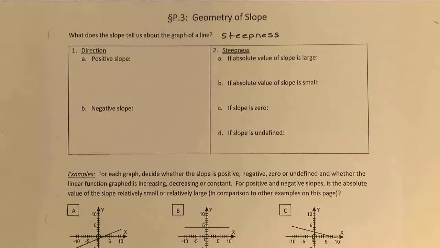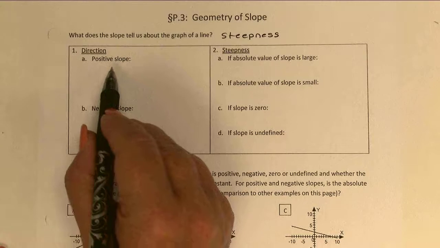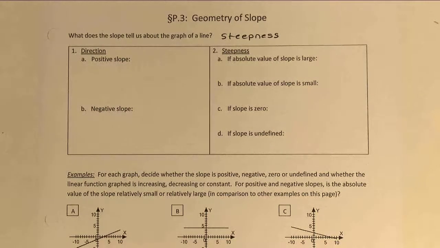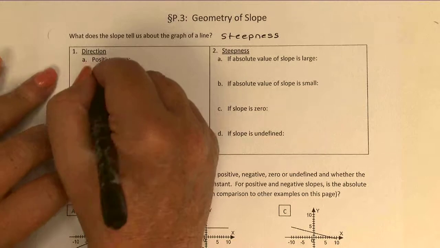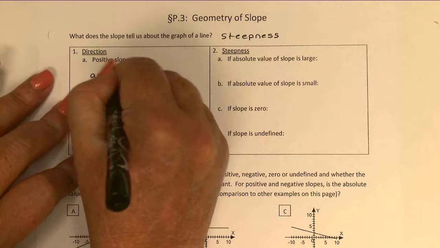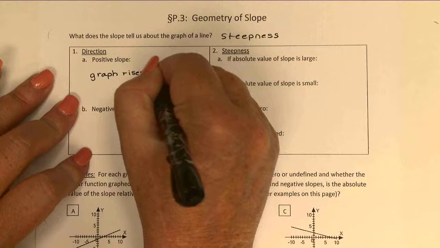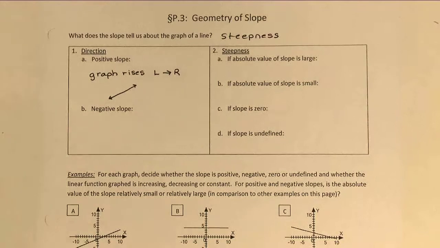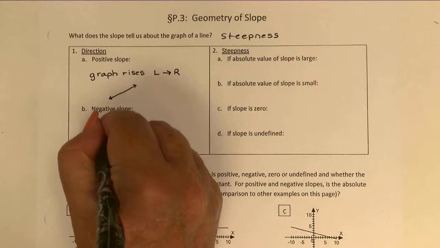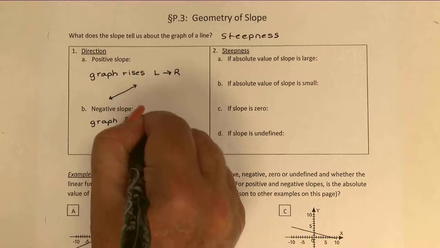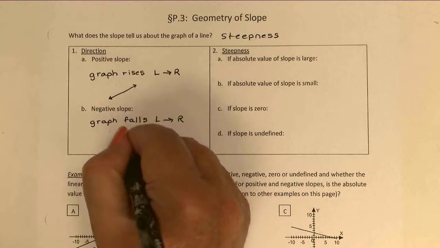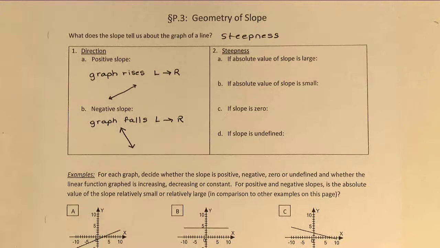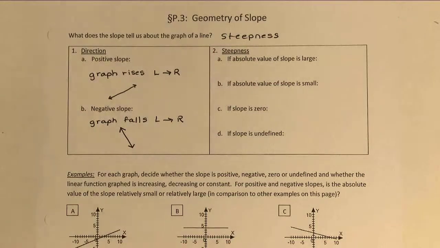When we read a graph, we always read it from left to right. So we're thinking a positive slope, the graph is going up or rising from left to right. In other words, it looks like this. With a negative slope, the graph falls from left to right. And so we'd be looking at something like this. So first thing the slope gives us is direction.